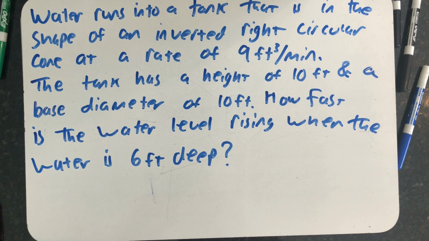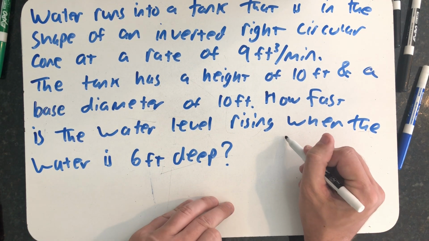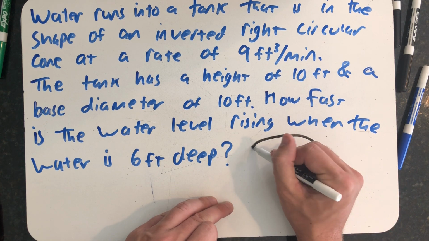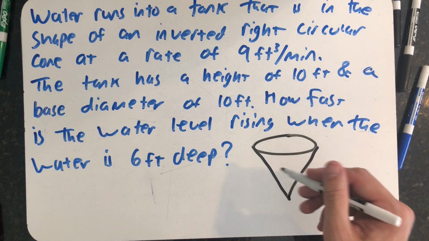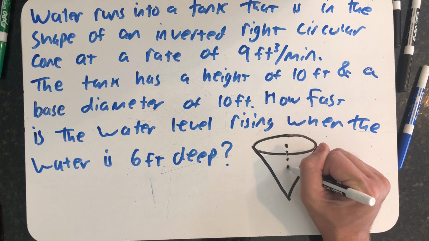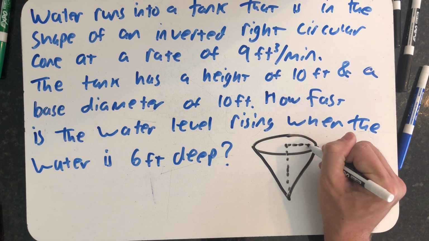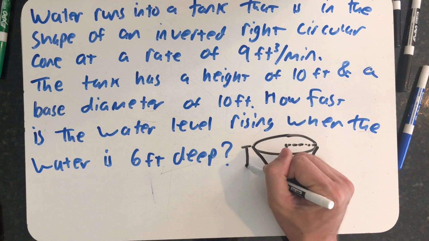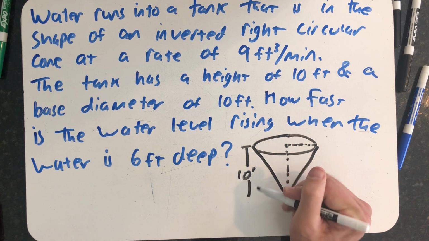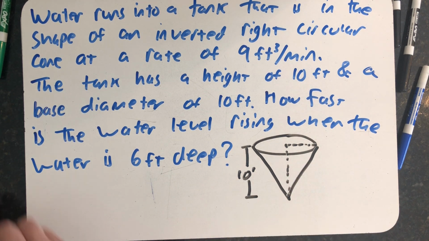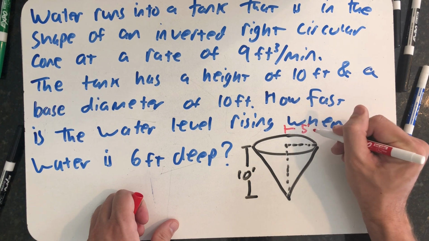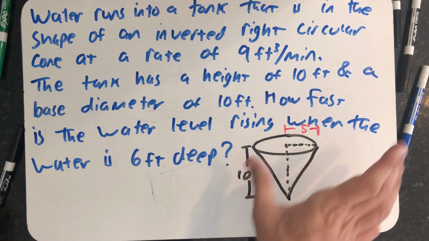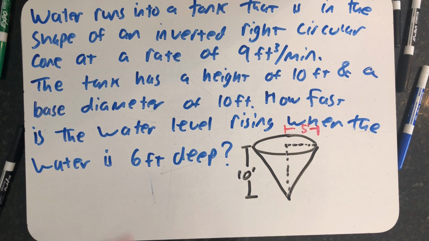Thinking about my process for solving a related rates problem, the first thing I want to do is draw a picture. So my tank is in the shape of an inverted right circular cone. So here's my cone. I know that the height is perpendicular to its radius, right? I'm told the height is 10 feet, and the base diameter is 10 feet, so instead I'm going to think about the radius being 5 feet. All the way across would be the diameter, and there's my nice little 5 feet.